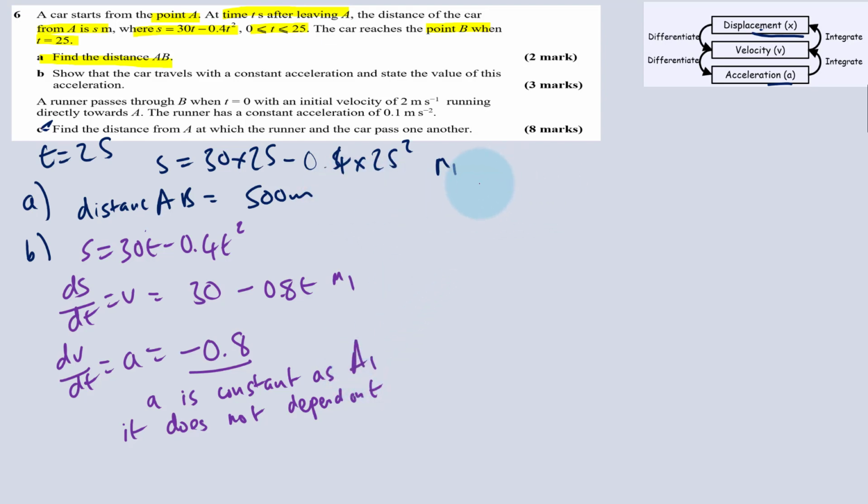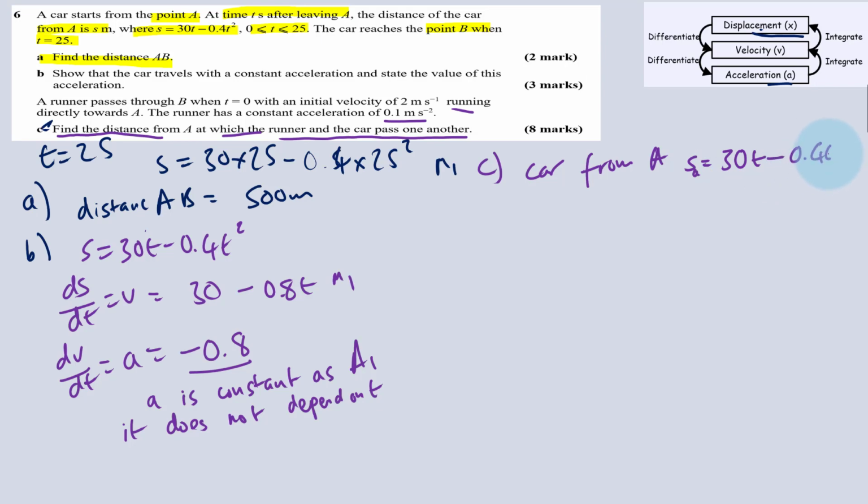Now C says find the distance from A at which the runner and the car pass each other. So you've got information about a runner and a car. So let's go car, distance from A, let's just call that SA, equals 30t minus 0.4t squared. Just stating that gets you a method mark.